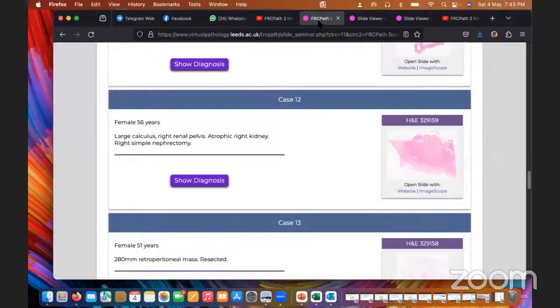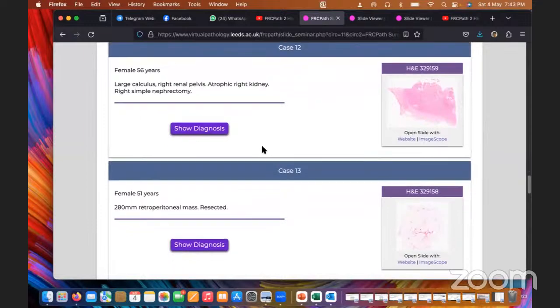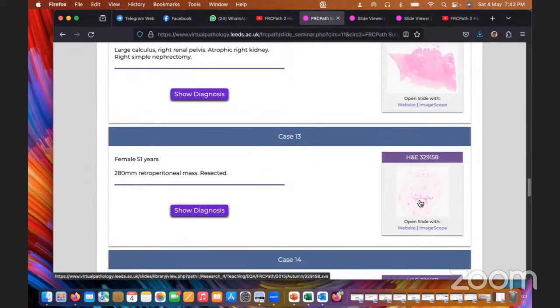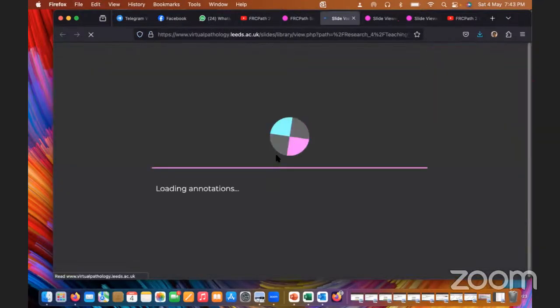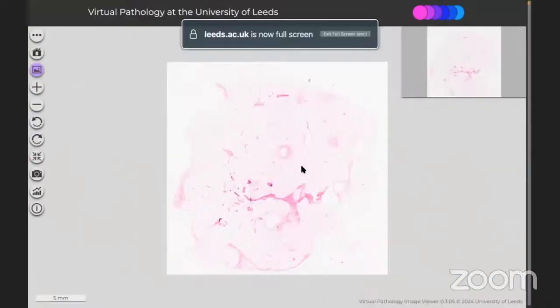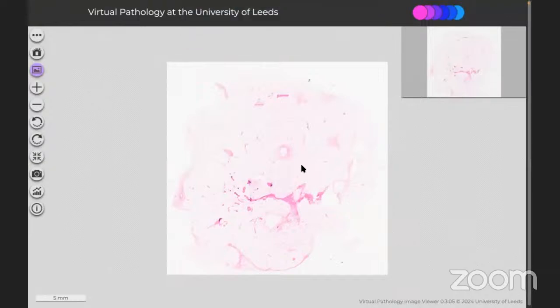Okay, now moving on to our case number 13, a 51-year-old female with a retroperitoneal mass, which is quite huge, 280 millimeters, which is resected. From the scanner view or from the lower magnification, we can see that it is an adipocytic lesion having septa, which are dividing the adipocytes into lobules.